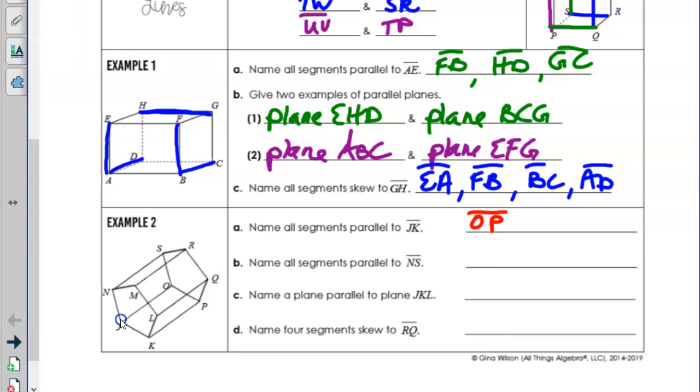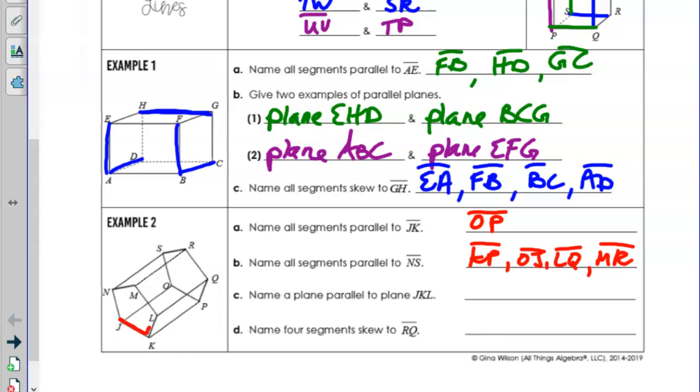Good job. Alright, name all segments parallel to NF. Give it up. I heard OJ. LQ, good. And one more. What did you say? NR, there we go. Alright, then name a plane parallel to JKL. So this plane right here. What's the plane parallel?